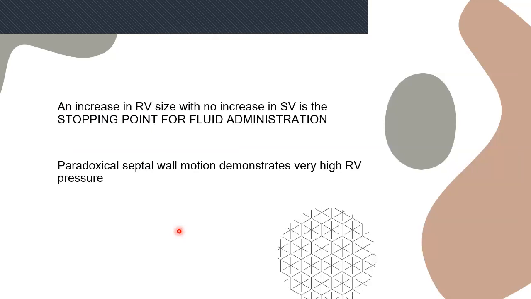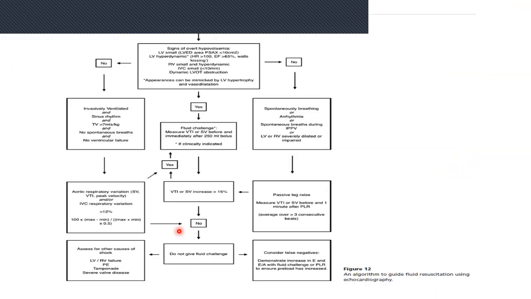So an increase in RV size with no increase in stroke volume is a stopping point for fluid administration. Paradoxical septal wall motion demonstrates very high RV pressure. So this is just a diagram to tell you what I just told you, basically the workflow of what you're supposed to do. It's a bit small, but later we'll put the presentation in WhatsApp. You can look at it.